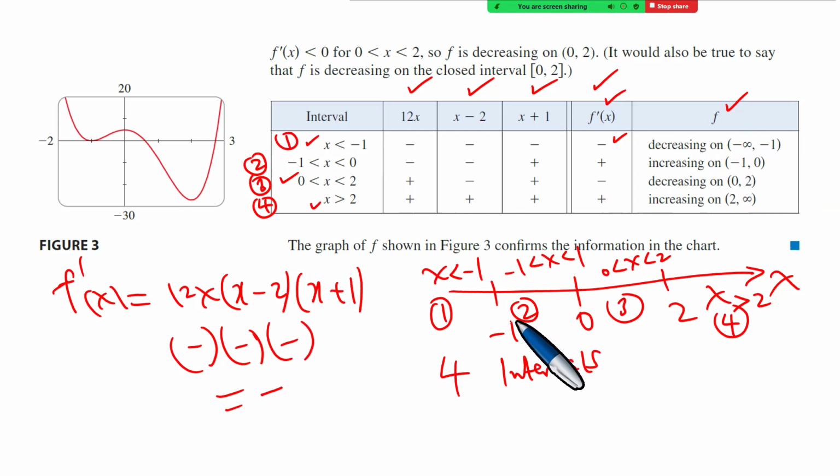Let us try also the interval between minus 1 and 0. Take a number between them, like maybe minus 1/2. You put it there, it's minus. You put it there, it's minus. You put it there, it's plus. When you multiply 12x, x minus 2, and x plus 1, you get a plus. Because it's plus, the function is increasing between minus 1 and 0.